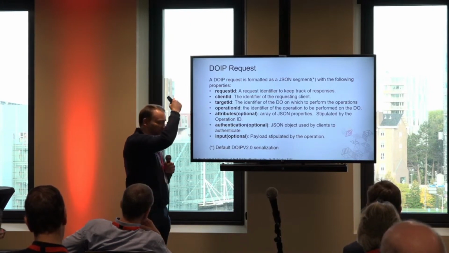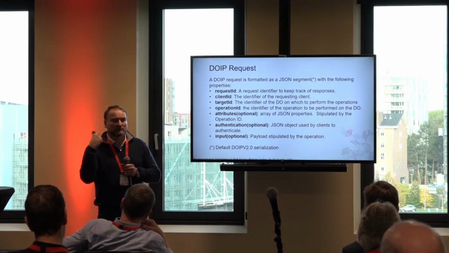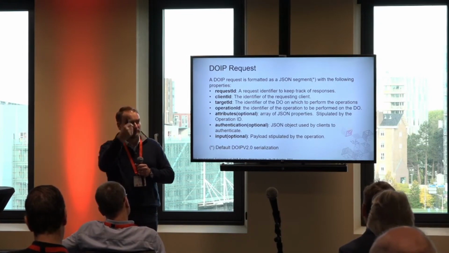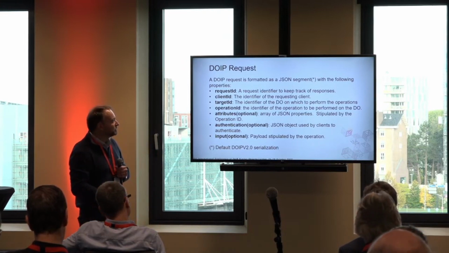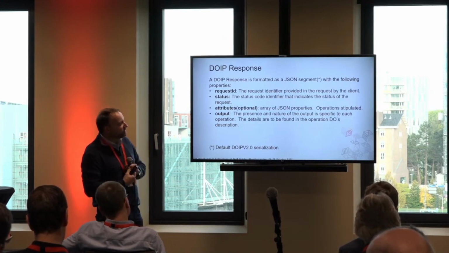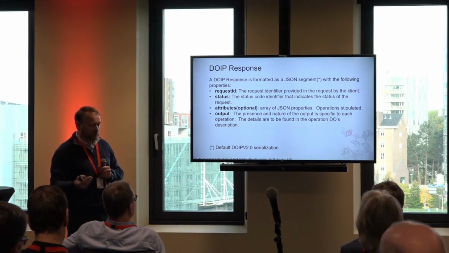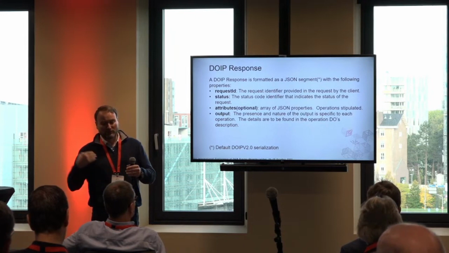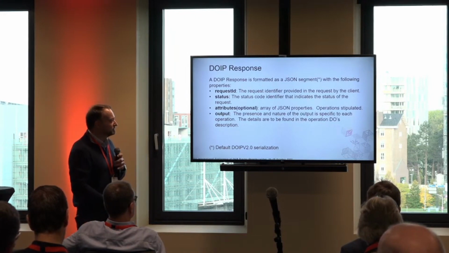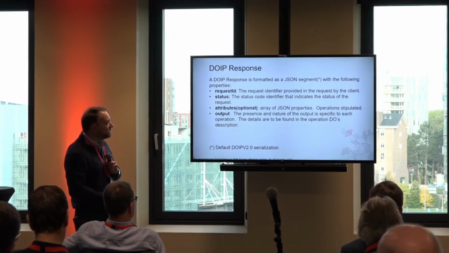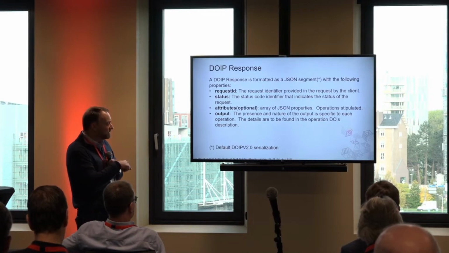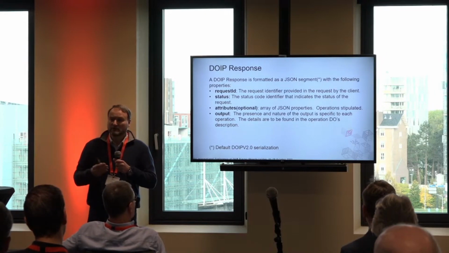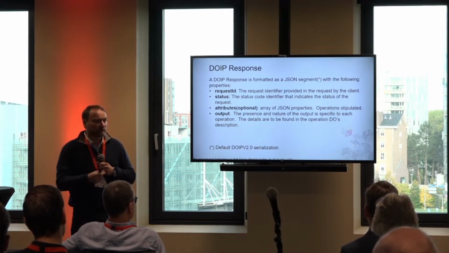Just a little detail, request ID is just so that you can send requests asynchronously and then get the responses and sort them back out as they come in. The response is pretty straightforward. You get a status, the attributes that would be commensurate to the operation that you requested, and then an output. Now, the current DOIP version 2.0 had to provide some basic serialization that people could use, but it doesn't mean that it's restricted to that.